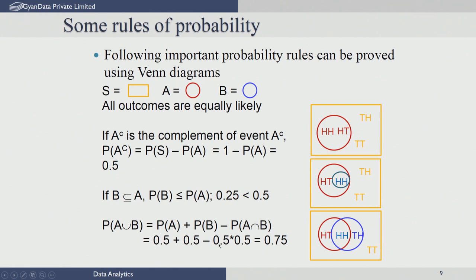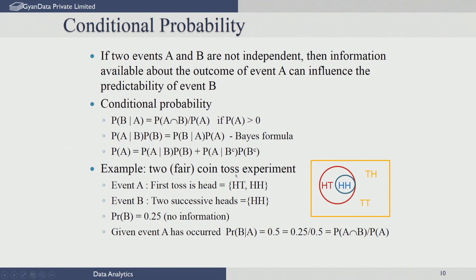So overall this gives you 1 minus 0.25, which is 0.75, which is what we can derive by adding up the respective probabilities of the mutually exclusive events HT, HH and TH. So such rules can be proved in a simple manner by using Venn diagrams.